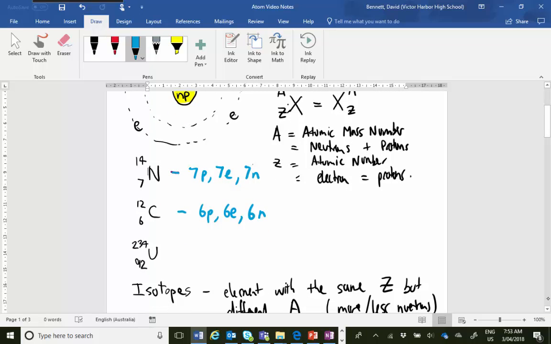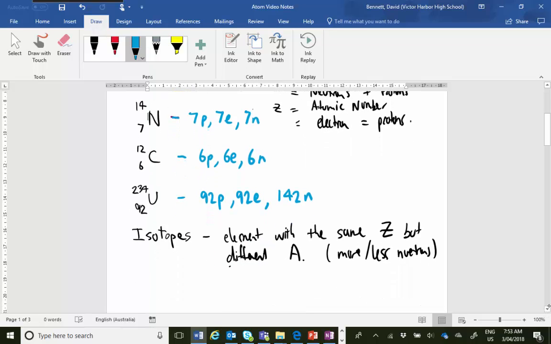When we start looking at uranium, uranium-234, okay, then that's going to have 92 protons, 92 electrons, and then obviously it's going to have 142 neutrons. So you'll find generally the bigger elements will have more neutrons than protons. All right, so looking over here.